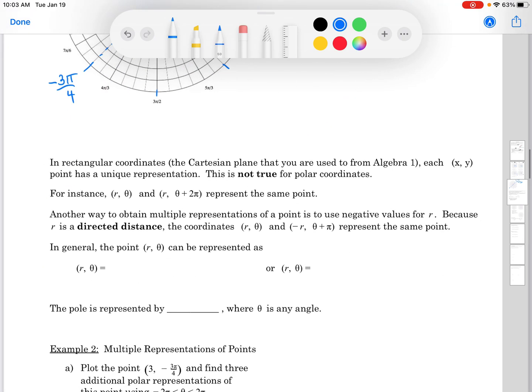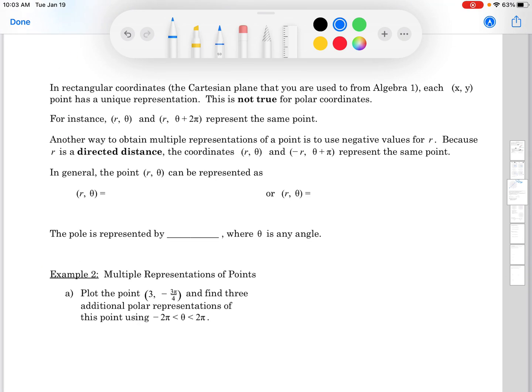Okay. So in rectangular coordinates, the ones we are used to from Algebra 1, x comma y, you just have your regular plain old x and y graph, nothing super special here. It's called your Cartesian plane, your rectangular coordinates. They each have a unique representation. So there's only one way to write this point. That's it. Only one way.